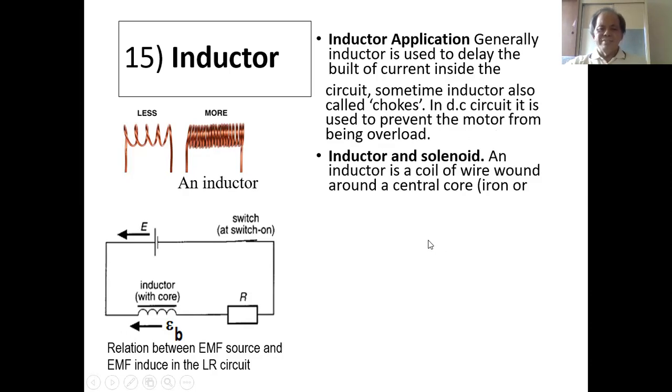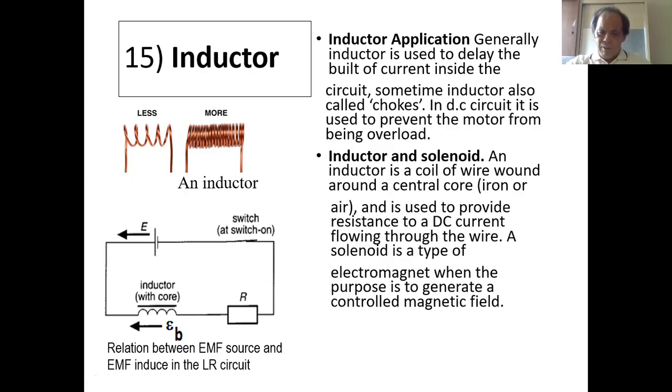Inductor and solenoid. An inductor is a coil of wire wound on a center core. The center core can be air or can be iron. It's used to provide resistance to DC current flowing through the wire. A solenoid is basically a type of electromagnet, with the purpose to generate and control the electric field. So we do use an inductor, which is a solenoid, very small, in the circuit.